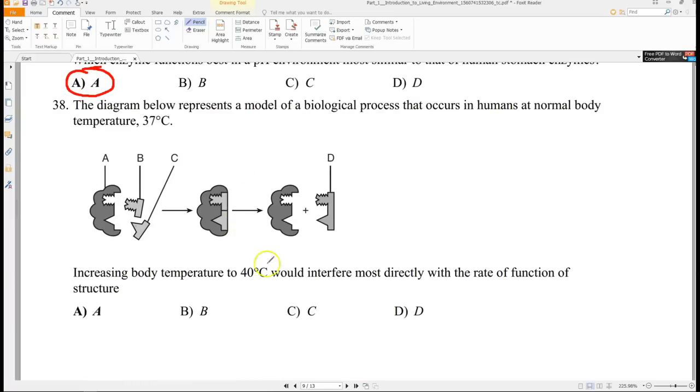Moving on. The diagram below represents a model of a biological process that occurs in humans at a normal body temperature of 37 degrees Celsius. Increasing body temperature to 40 degrees Celsius will interfere most directly with the rate of function of structure A. This is the enzyme. If you change that temperature, you are going to change the structure of the enzyme. You're going to denature it. You're going to mess it up. You cannot change the temperature of where the enzyme is supposed to work. It's supposed to work at its optimum, its best.